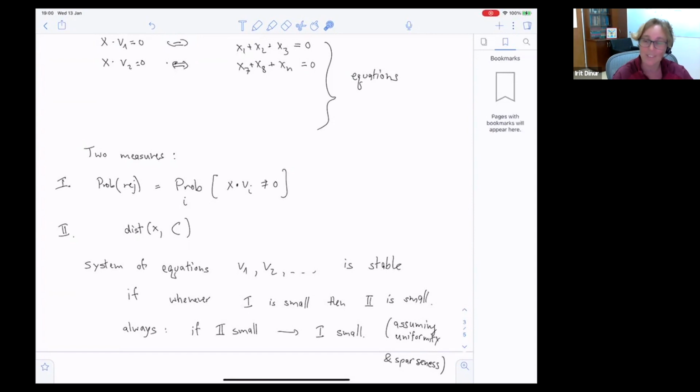Okay, and in fact, I'm running out of time, but I want to say it's actually painfully easy to generate such counterexamples. It's very easy to generate examples where all the equations are satisfied except for one, yet the string is very, very far from the code. Okay, I don't want to go over time.